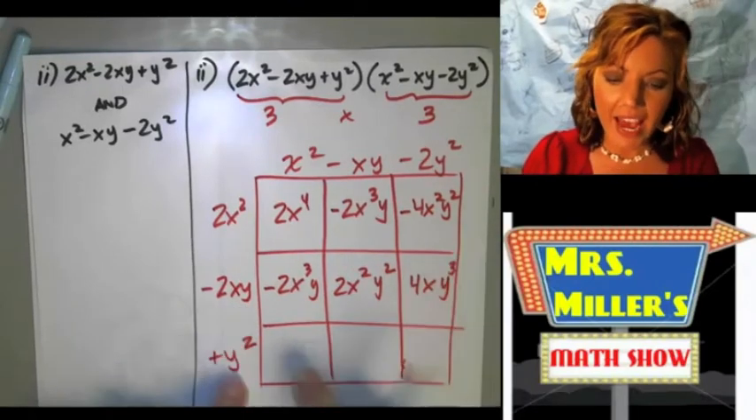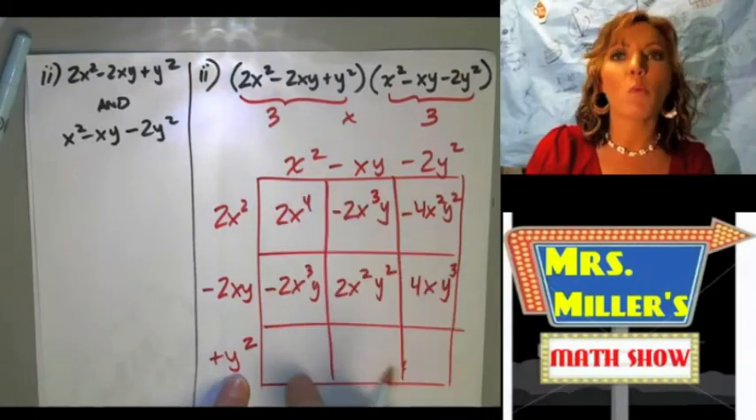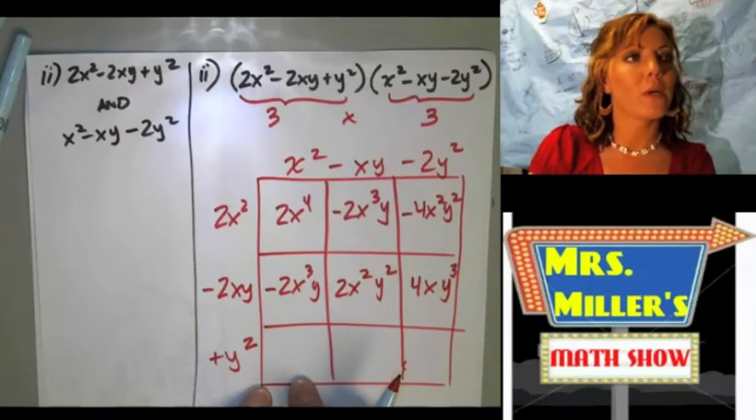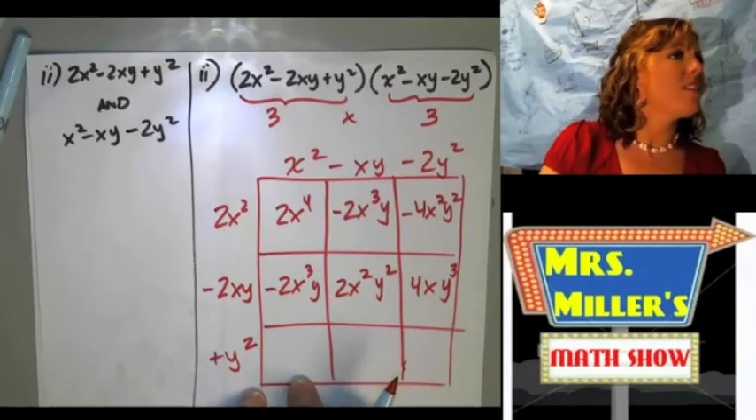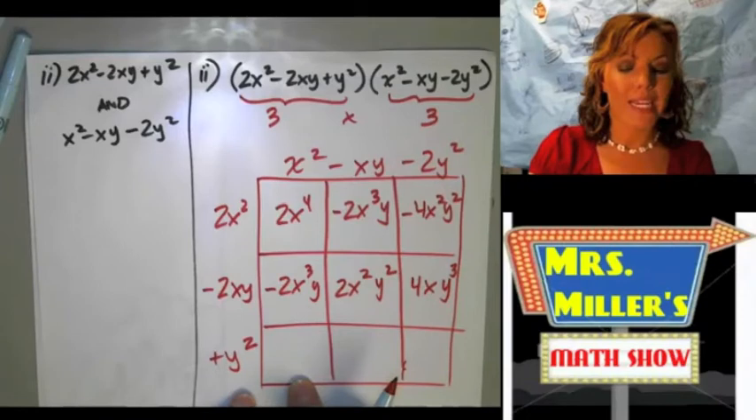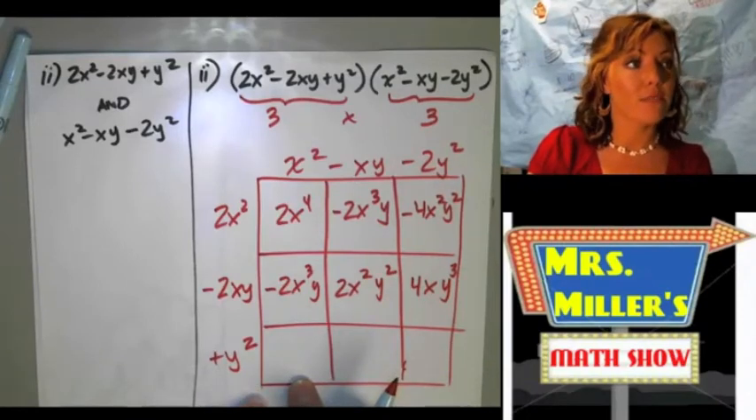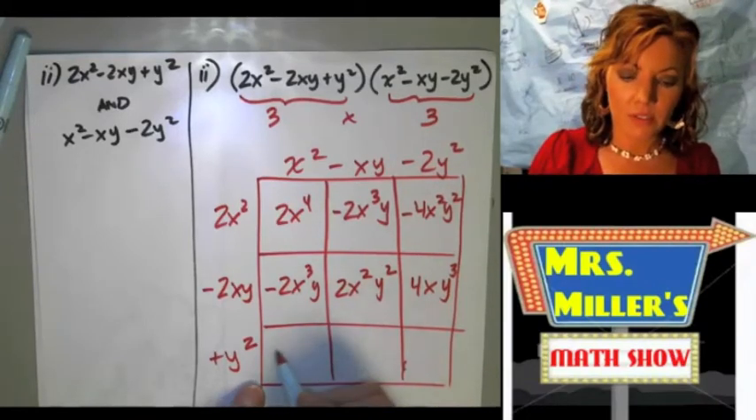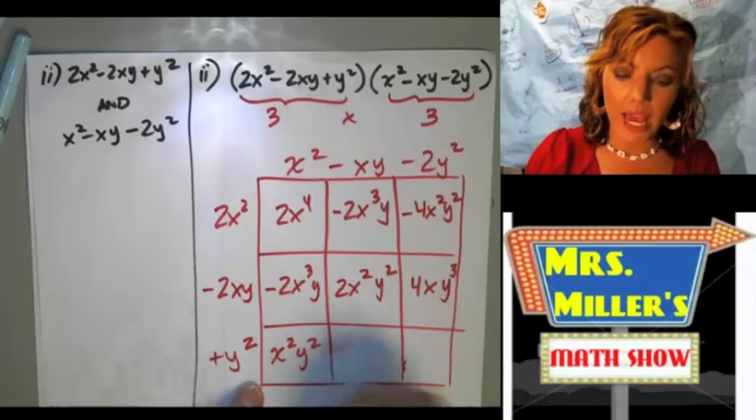Perfect. Okay, next. X squared times y squared. What is x squared times y squared? Shugi, is that a hand? No. Would you like to tell me anyway what x squared times y squared is? X squared times y squared is x squared y squared. All right, very good.